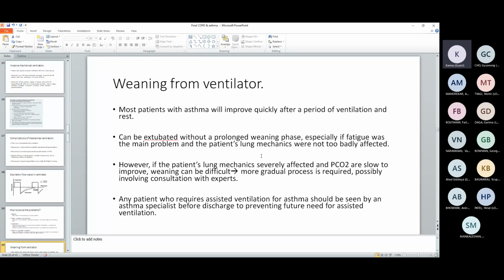not badly affected. But if the patient's lung mechanics are already badly affected, these patients will improve very slowly and the weaning will be difficult. So we should do a more gradual weaning process with specialist advice. All the patients who had assisted ventilation should be seen by an asthma specialist before the discharge, because these patients are more prone to develop near fatal asthma in the future.